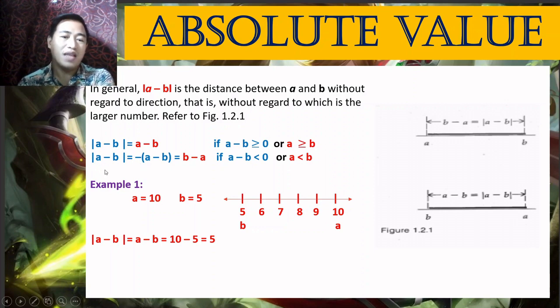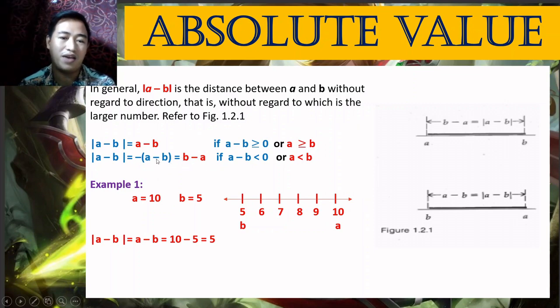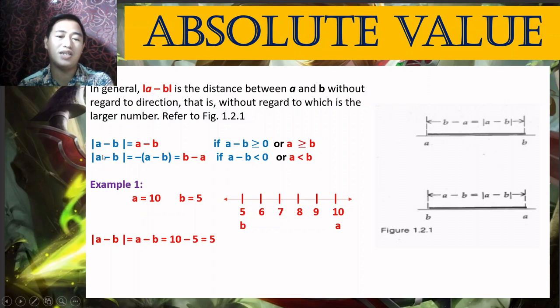Okay, next, the absolute value of A minus B is equal to the negative of A minus B, or equal to B minus A. This is negative A and then negative B, positive B. So that is just B minus A. This applies if A minus B is less than 0, or when A is less than B. So B is larger here, and on the other side, A is larger.